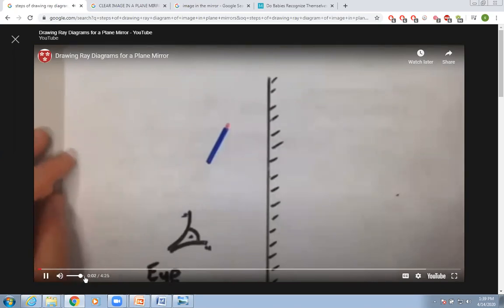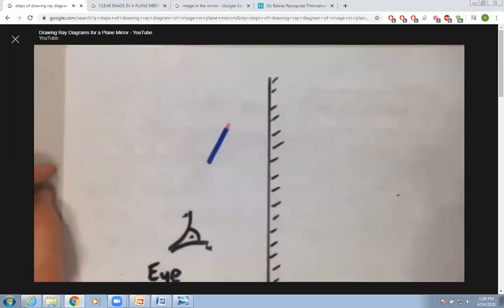Good afternoon. What I would like to show you today is how to draw a ray diagram that shows the formation of a virtual image by a plane mirror. It often comes up in P1 exams at the moment.